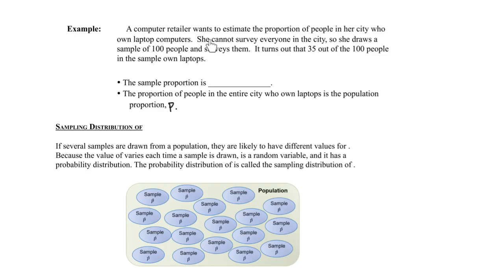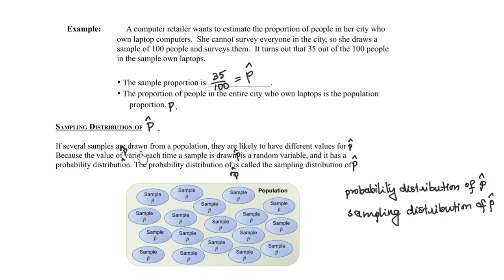A computer retailer wants to estimate the proportion of people in their city who own laptop computers. She cannot survey everyone in the city, so she draws a sample of 100 people and surveys them. It turns out that 35 out of the 100 people in the sample own laptops. So the sample proportion is 35 over 100.